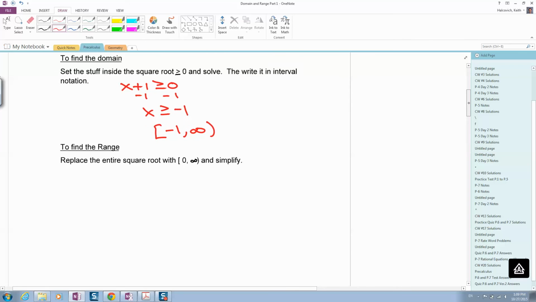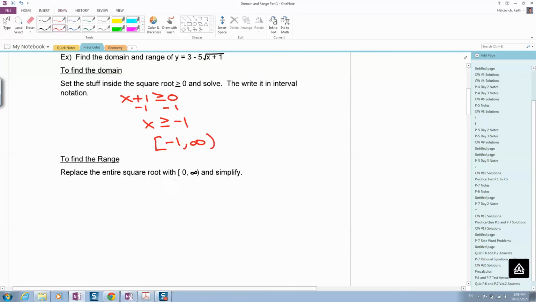For the range, I'm going to replace the entire square root with greater than or equal to 0, because remember, if the square root has to be positive, then the range is going to start out having to be positive. So I replace the entire square root with greater than or equal to 0.